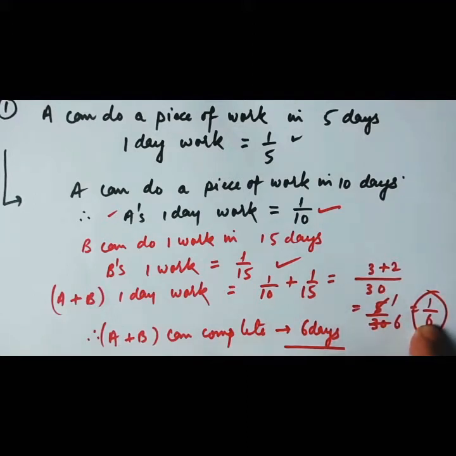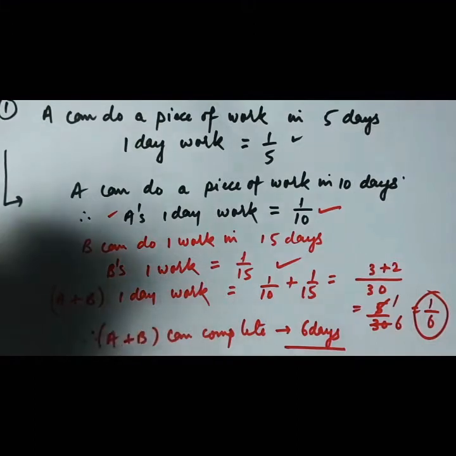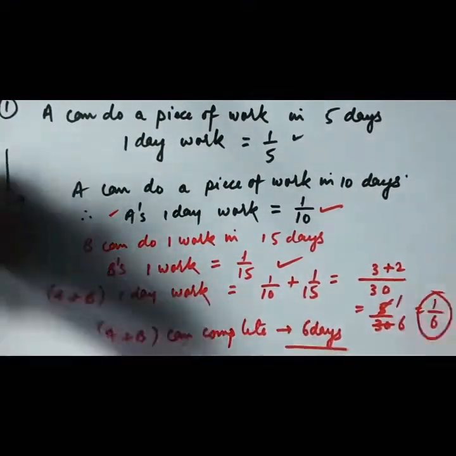A plus B, 1 day work is equal to 1 by 6. So naturally, in order to make the numerator 1, you multiply it by 6. So you can say that A plus B can complete the piece of work in 6 days. So whatever you get over here as 1 day work, just convert it into its reciprocal.